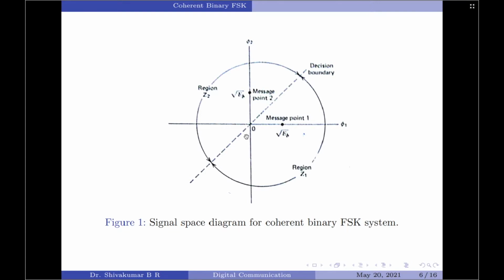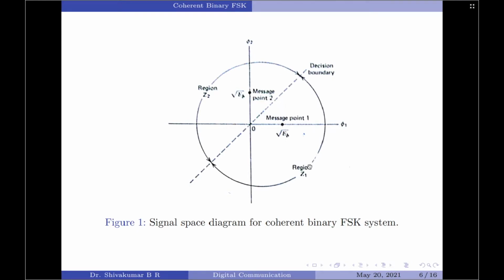Let us now assume that the binary symbols 0 and 1 at the input occur with equal probability. Therefore, to realize the decision rule as to whether symbol 1 or symbol 0 was sent, we must partition the signal space, as shown in the diagram here, into two equal parts.